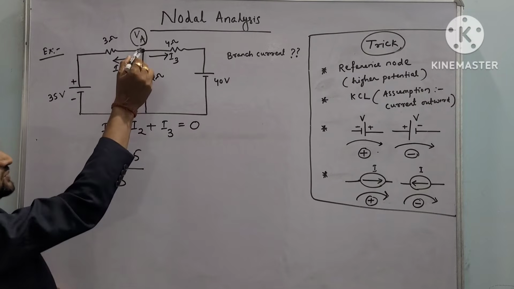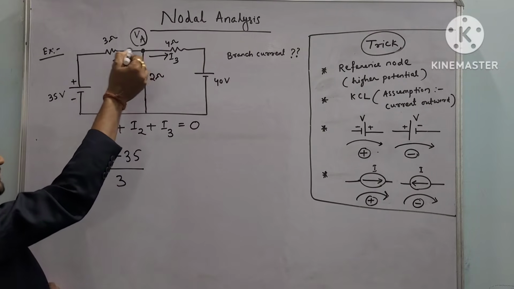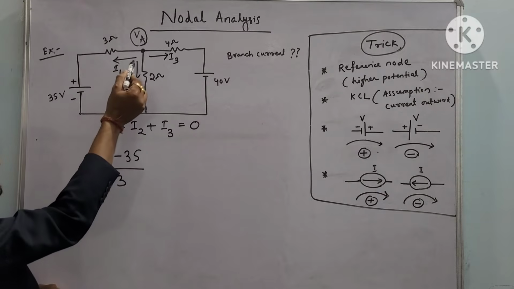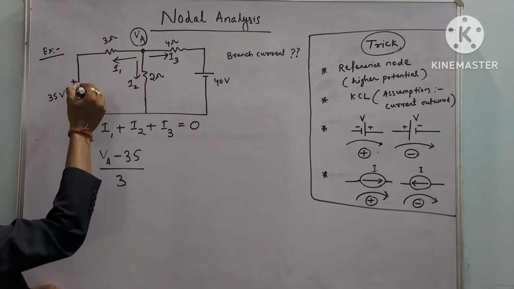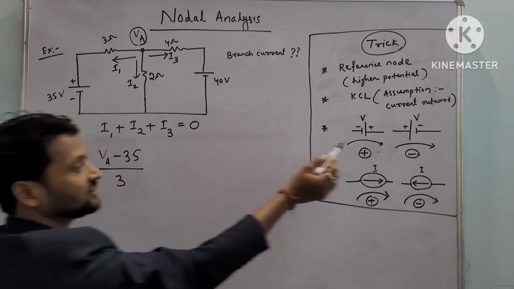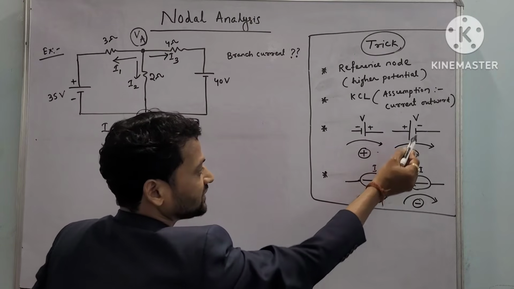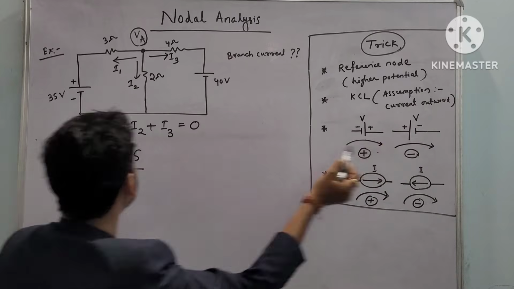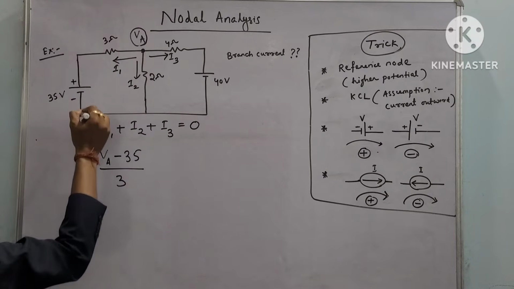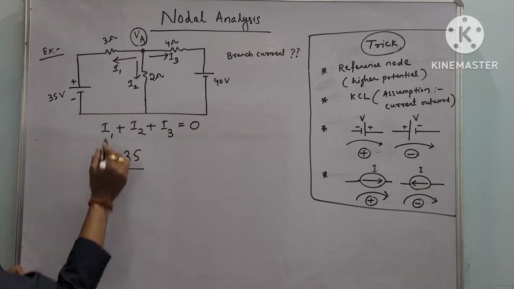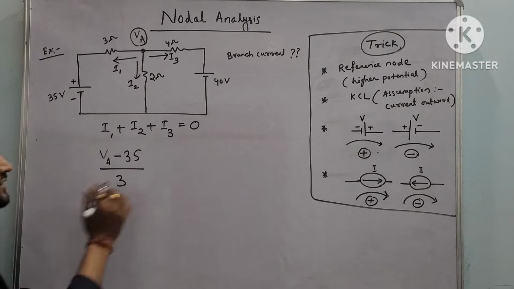Why? Because this is the direction of current we assumed, and we are going from the positive terminal to the negative terminal. Positive terminal to negative terminal. What is the sign of that voltage? Negative. That's why it is VA minus 35, the change in voltage, upon resistance 3, which will be I1.